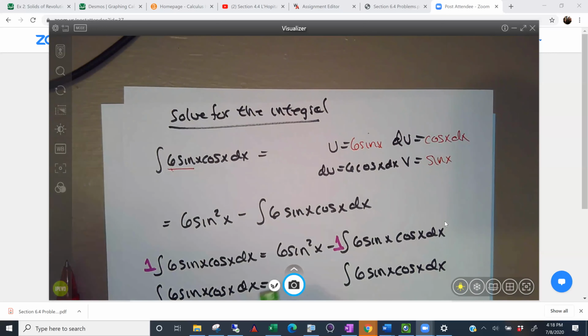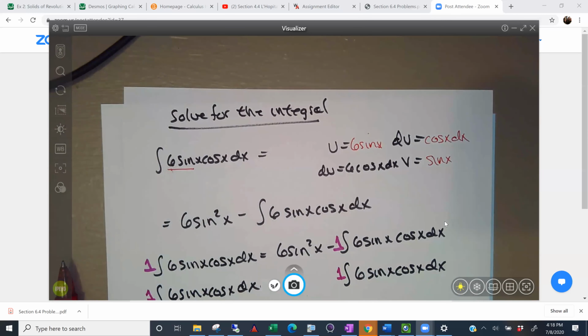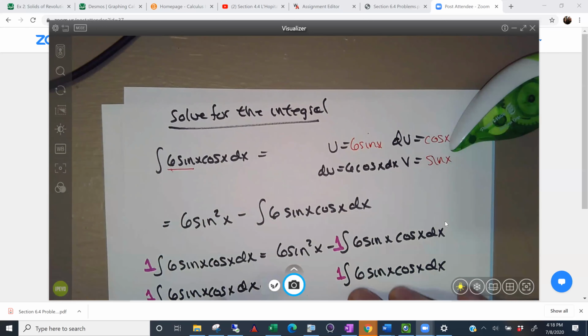But I want to be clear about something. I'm adding one of these back into my integral. So I'm adding one of them here and one of them here. Why is that important? It's important so that you see what's happening on the left-hand side. Now the easy part is the right-hand side. I just get 6 sine squared of x, and these things cancel, right? That just disappears.